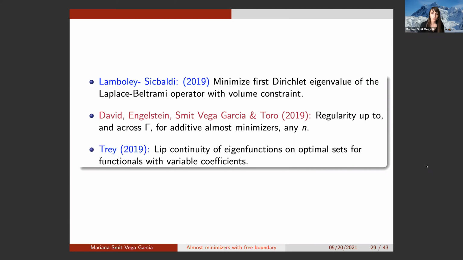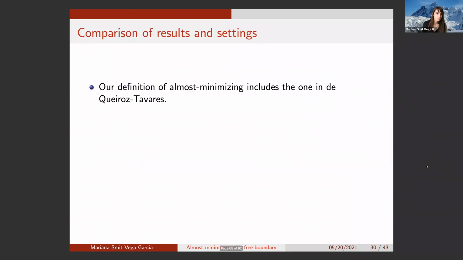Then there is also a paper of Trey from 2019 in which they prove Lipschitz continuity for eigenfunctions on optimal sets for functionals with variable coefficients. Their results are really connected to ours, but it's very interesting because neither ours imply theirs, nor theirs imply ours. So it's just connected work.